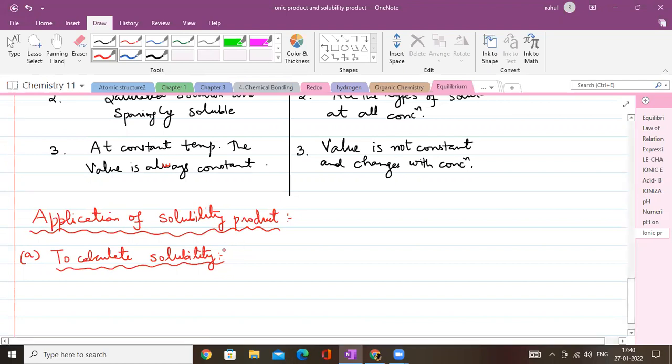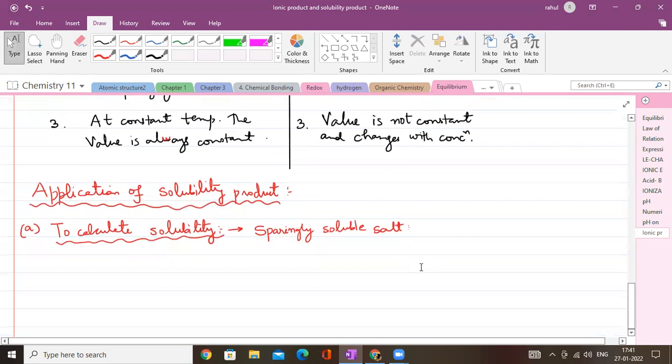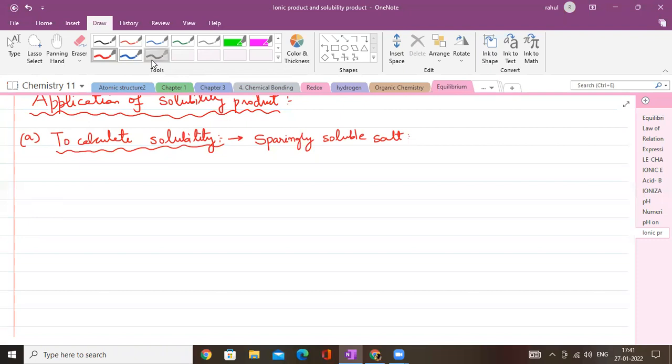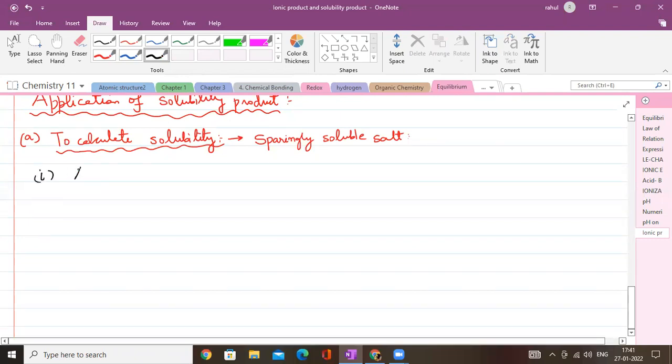Of course, this is applicable, as I said, for the calculation of sparingly soluble salts. So I'm going to take up the first type. The first kind of salt that I'm going to take up is of AB type. Suppose the salt is of AB type.